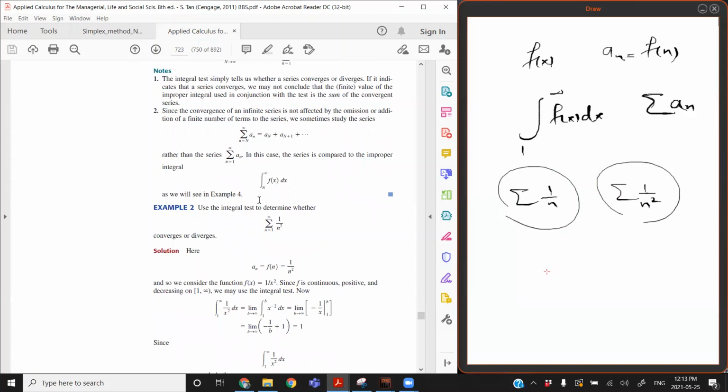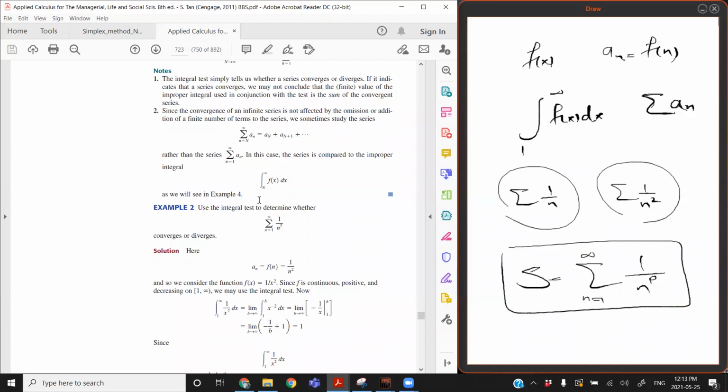Now, generally, you can have a situation like this. You can have a series that is defined like sigma 1 over n to the power of p, n from 1 to infinity. And a series that has this form is called a p-series. And we had a theorem that says that if p is greater than 1, then the series is convergent. The moment p is greater than 1, the series is convergent. For any situation where p is less than or equal to 1, then the series is divergent.